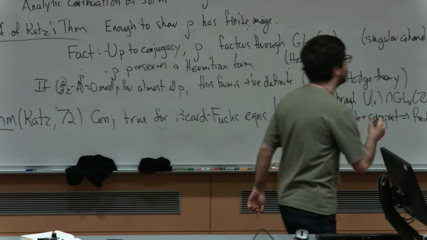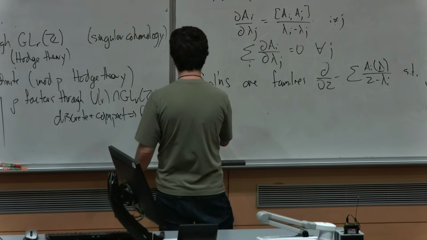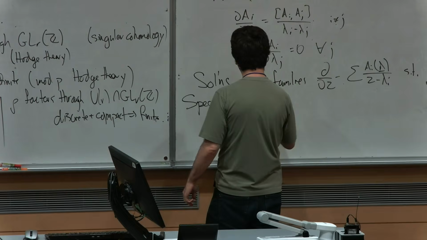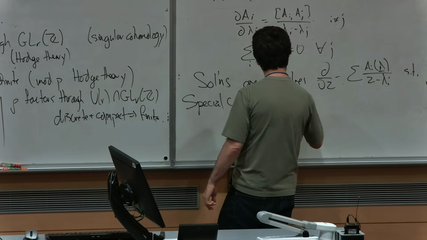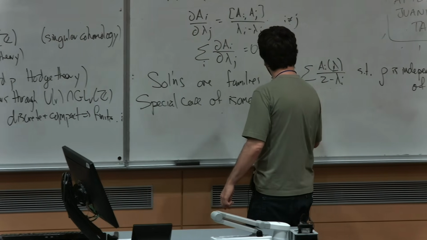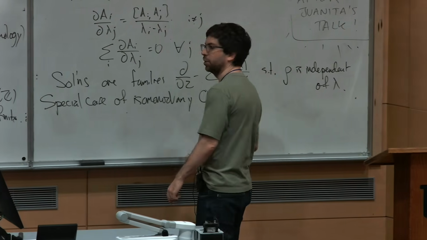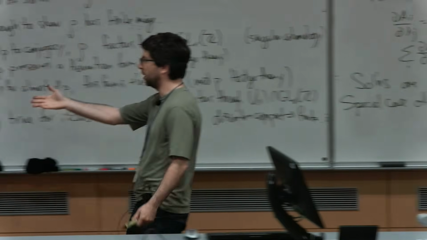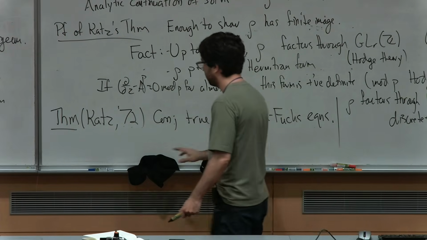Great. So this is a special case of something called an isomonodromy ODE, which I won't give you the complete definition of unless you ask me after the talk. But you should think of it as some kind of nonlinear version of a Picard-Fuchs equation.